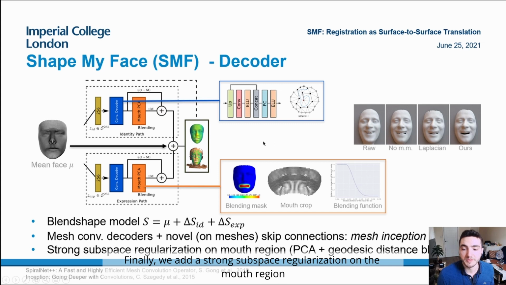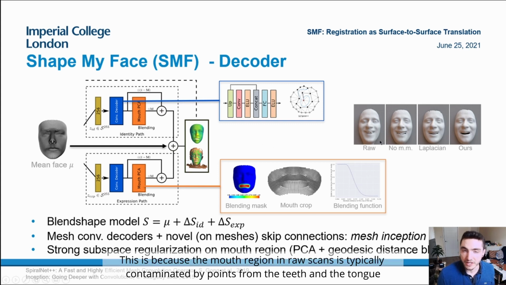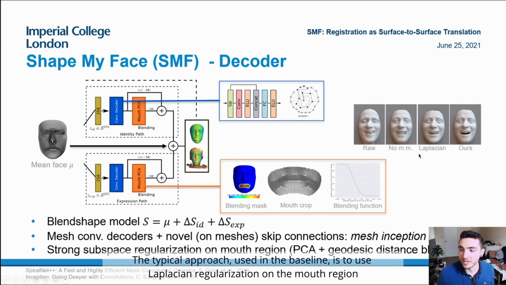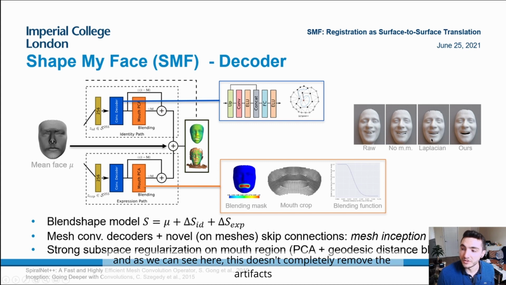Finally, we add a strong subspace regularization on the mouth region. This is because the mouth region in raw scans is typically contaminated by points from the teeth and the tongue. And this causes artifacts in the output where some points from the lips are pulled towards the inside of the mouth. The typical approach, which is also the one used in the baseline, is to use Laplacian regularization on the mouth region. And as we can see here, this doesn't completely remove the artifacts.